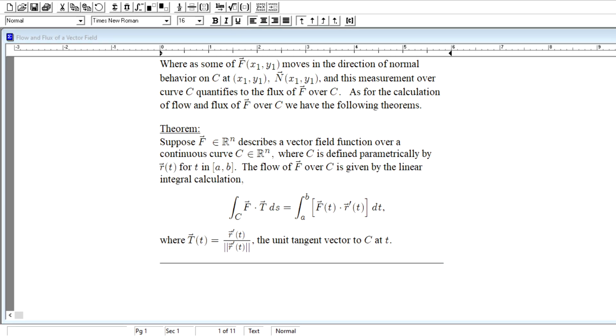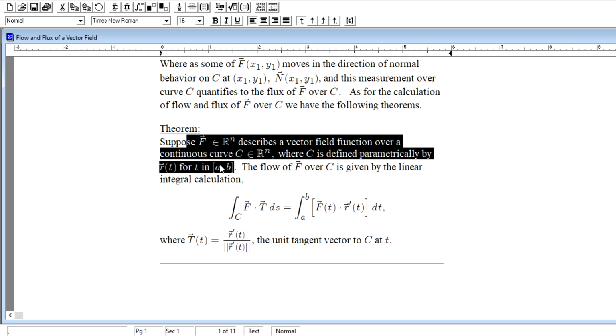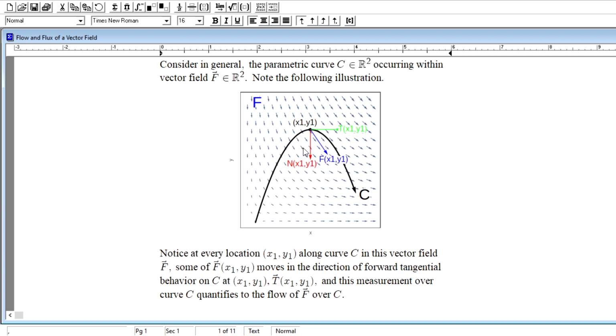So as for the flow here, we suppose that this vector field F bar is contained in an n-dimensional space, and this can be a calculation made in n dimensions, right? It describes a vector field function over a continuous curve C, also in that n-dimensional space, where C is defined parametrically by the vector-valued function r bar of t for values of the parameter t from A to B, right? So assume we have a setup very similar to what we have illustrated above here.